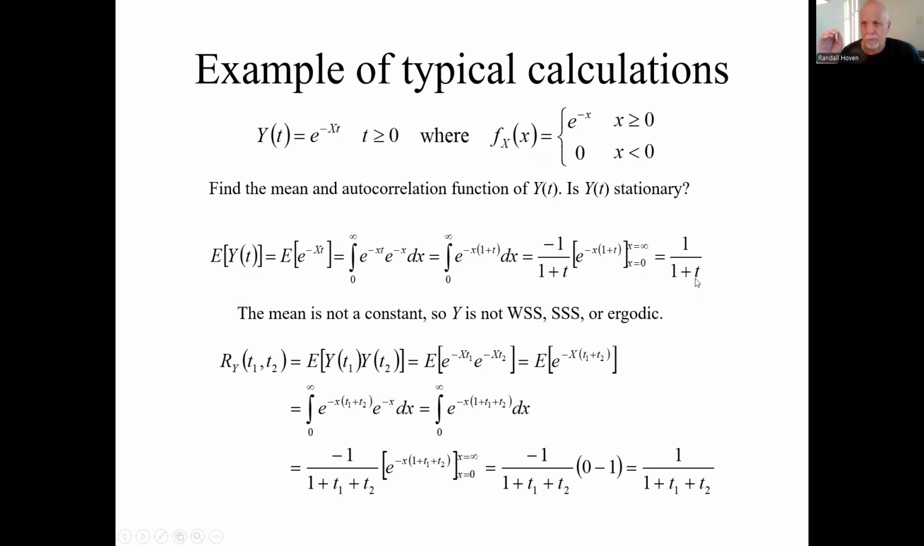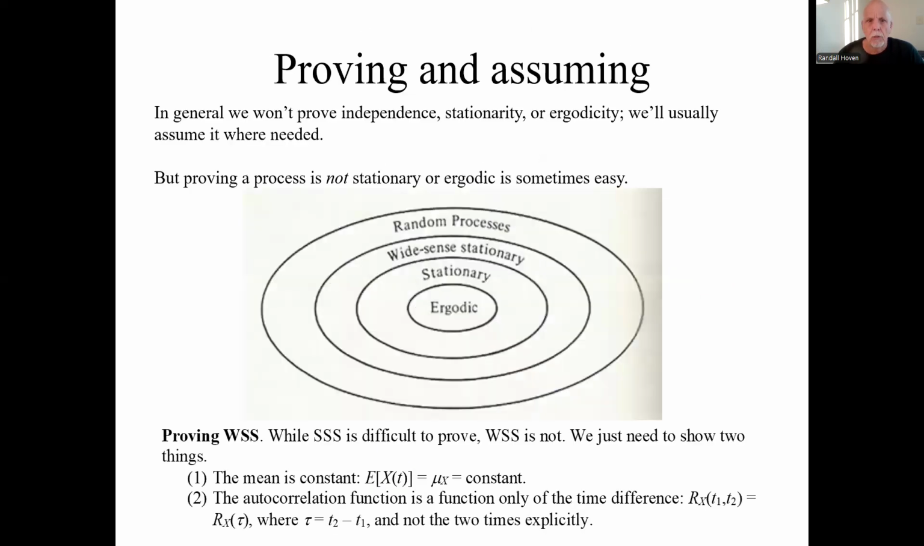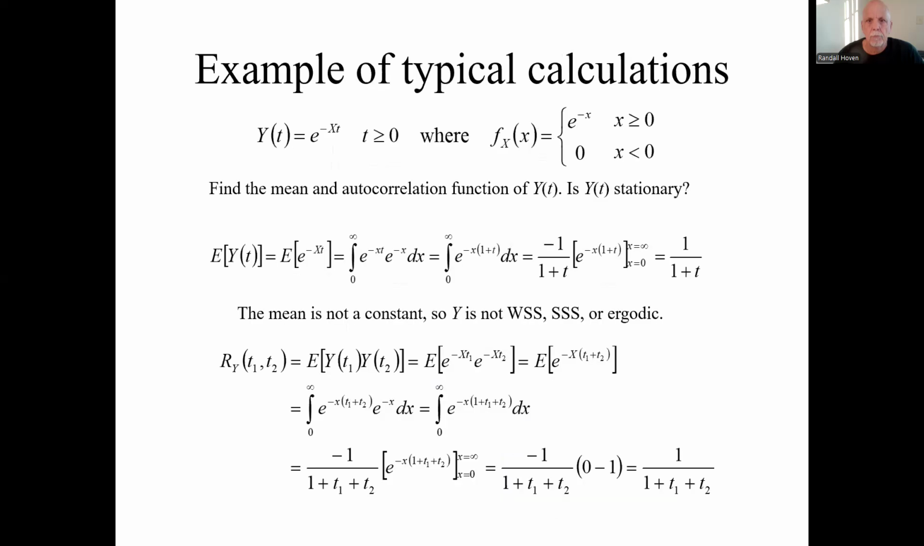And right here, what do we know? Not a constant, it's a function of t. So it's not stationary, which means it's not wide sense stationary. And it's not ergodic. Well, this says it's not wide sense stationary. And because it's not wide sense stationary, it's also not strict sense stationary. There we go. Mean is not a constant.